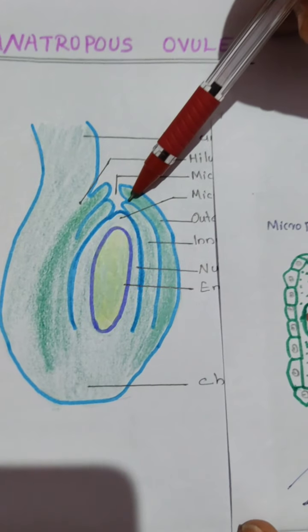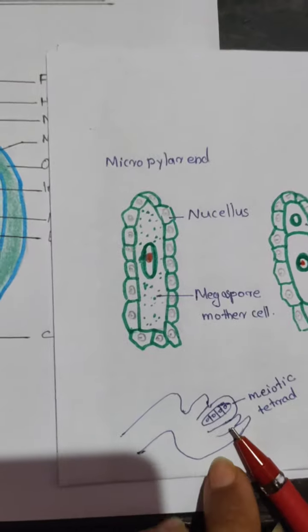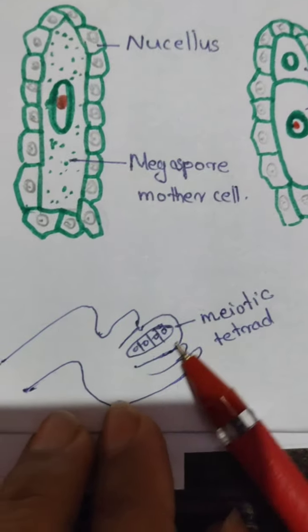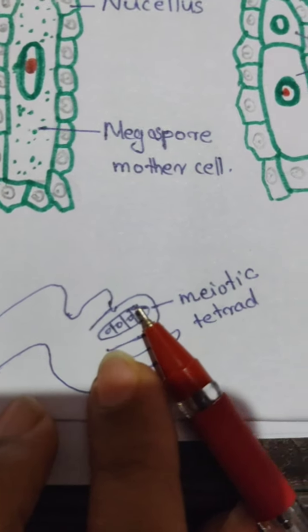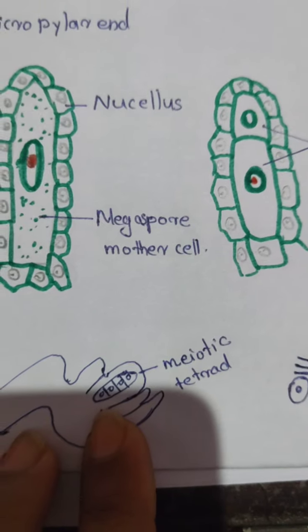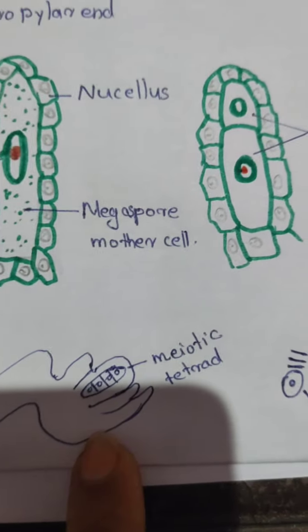the micropylar end. You look here, this is the structure of an ovule. The meiotic tetrad, that is the megaspore tetrads, are formed here. In this region it is formed. Then we study the formation of the female gametophyte, that is the embryo sac.